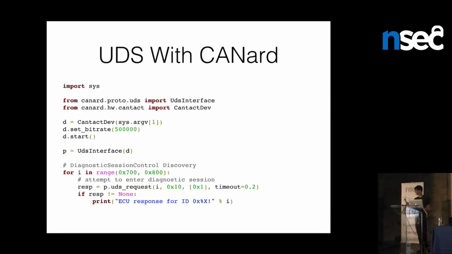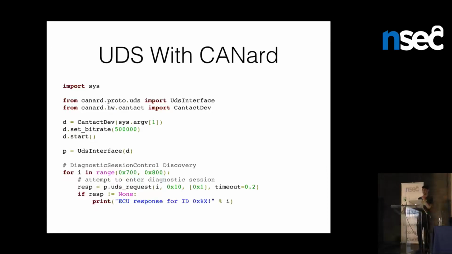Still not as high level as I'd like it to be yet, but we're getting there. So we import some stuff, cool. And then we're going to set up a device. In this case, we're using sys.argv[1] so that we can choose a device at the command line. We're going to set the bit rate to 500K. 500K is what you typically see in cars for high-speed CAN buses. Some are different, but usually it's that. If you really want to know, you can stick a scope on it and look for individual bits and figure it out. And then we just start the device.